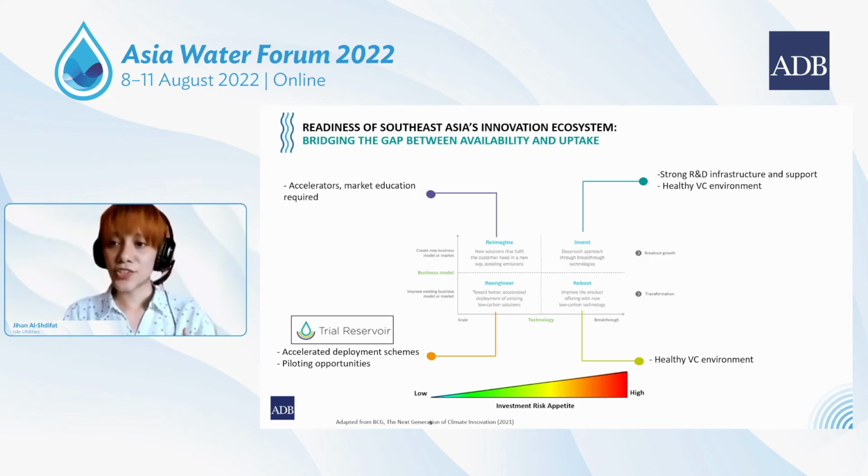And finally, the re-engineer category. This is geared towards technologies that are ready. They are commercially ready. They know their business case. They just need piloting opportunities to be connected with whichever sector the technology can be applied. And for these, we need accelerated deployment, such as the trial reservoir. The trial reservoir is a platform that takes 100% of the risk, for example, for piloting solutions that would help water utilities towards achieving carbon neutrality. So schemes such as these are very helpful for re-engineered types of technologies.